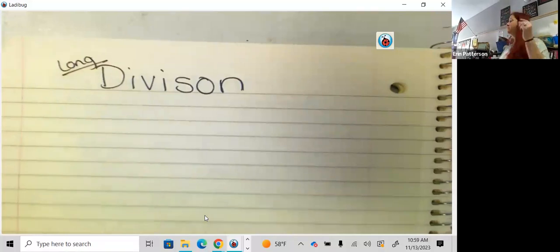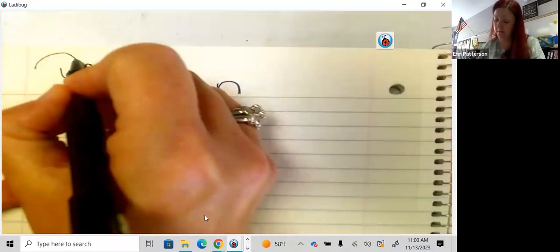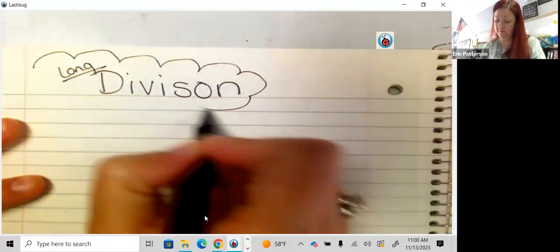Because it's not just the basic facts of division. It's not just 45 divided by 9 is 5. It might take you more steps. We're going to be going into bigger numbers, all the way from a 1-digit number into a 4-digit number. So, long division.